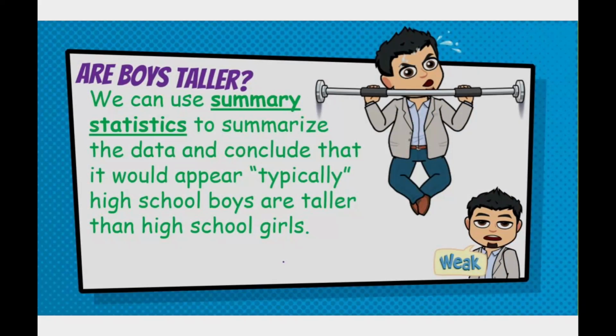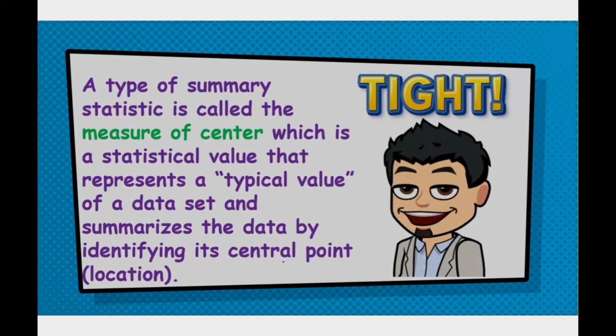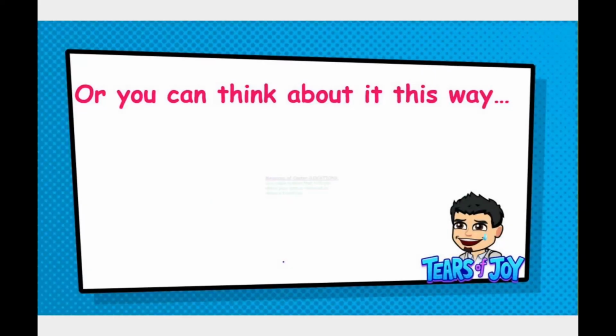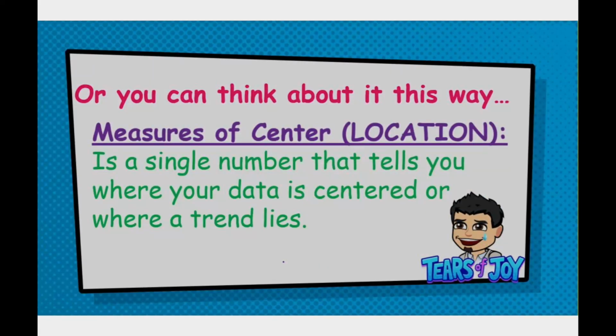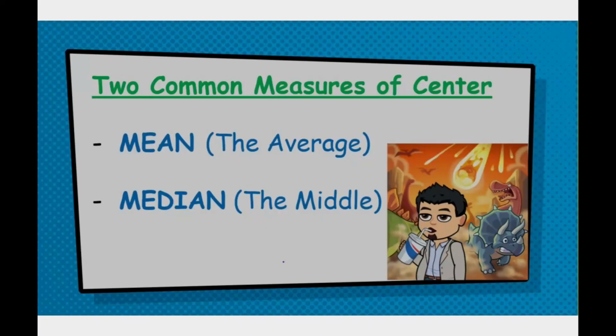So we can use what's called summary statistics. We just talked about what that is, to summarize the data and conclude that it would appear typically high school boys are taller than high school girls. A type of summary statistic that we're going to talk about today is called a measure of center, which is a statistical value that represents a, quote, typical value of a data set that summarizes the data point by identifying its central point or location. You can think about it this way. A measure of center is a location, a single number that tells you where your data is centered or where a trend will typically lie.